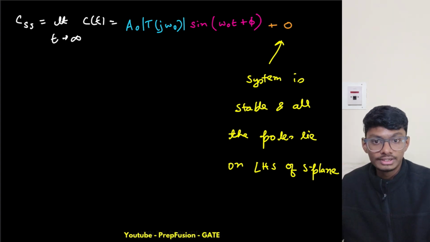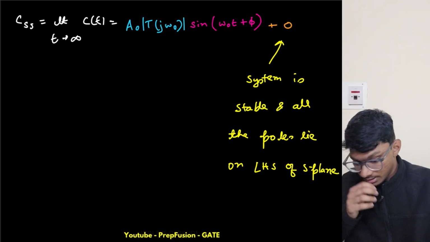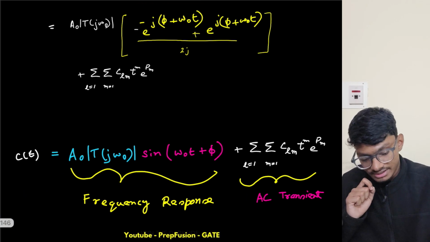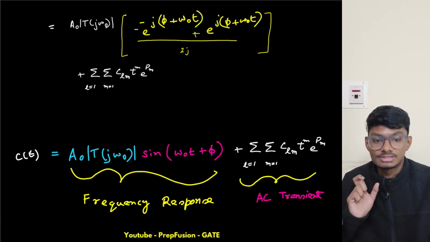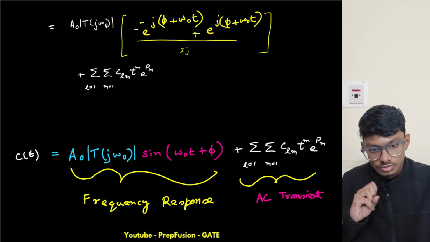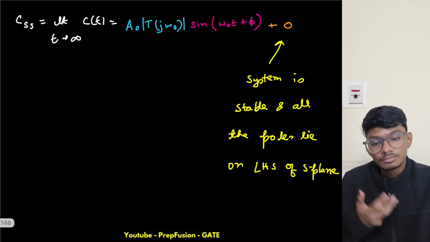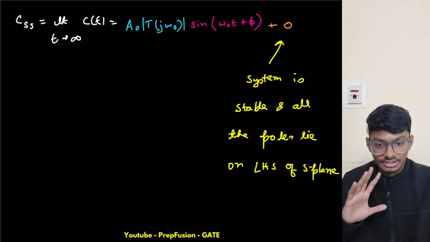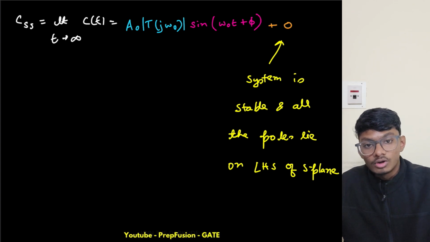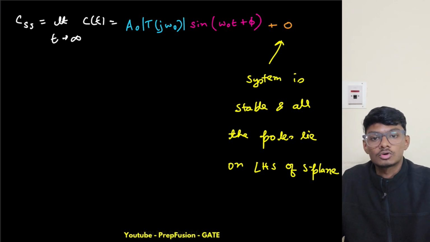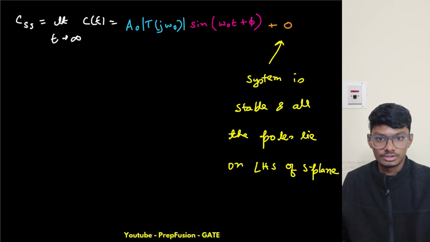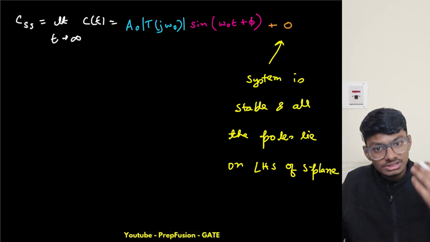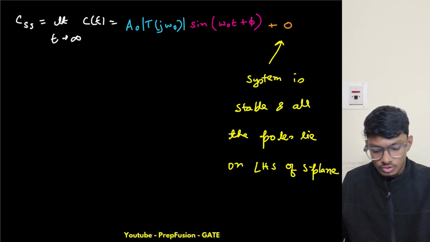That's why I told you, at steady state, I will only get this sinusoid, and this AC transient part will die down. As opposed to my unit step response, my response here will be oscillatory. Why? Because my input itself is oscillatory. Sinusoid is oscillatory. So even though my system is stable, as my input is oscillatory, my output would also be oscillatory.